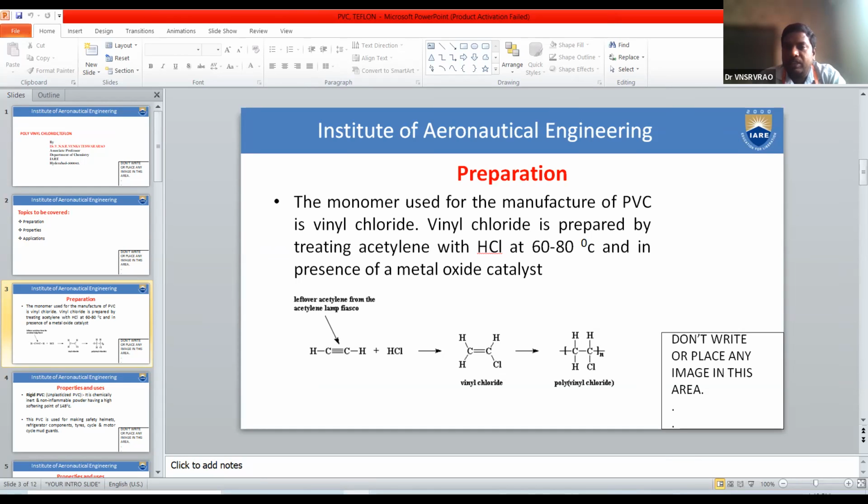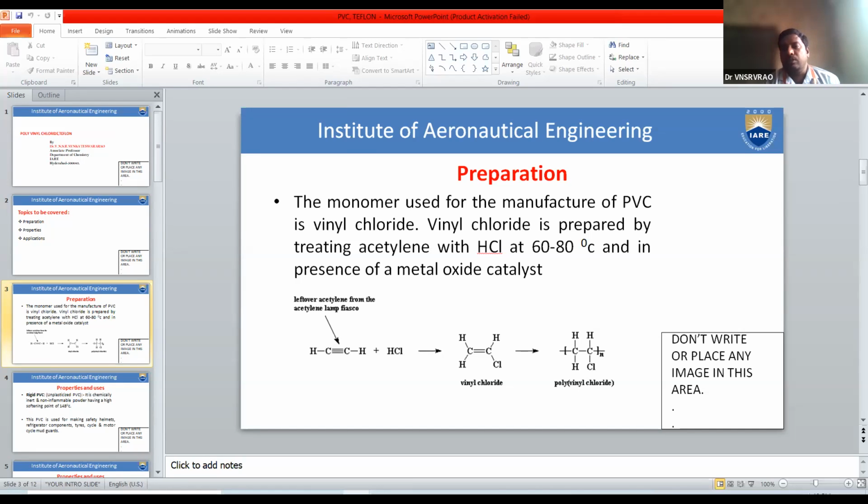Vinyl chloride is prepared by treating acetylene with hydrochloric acid at 60 to 80 degrees centigrade, in the presence of a metal oxide used as a catalyst. Okay, ma? Now coming to the point, the entire process takes place in the presence of a catalyst.